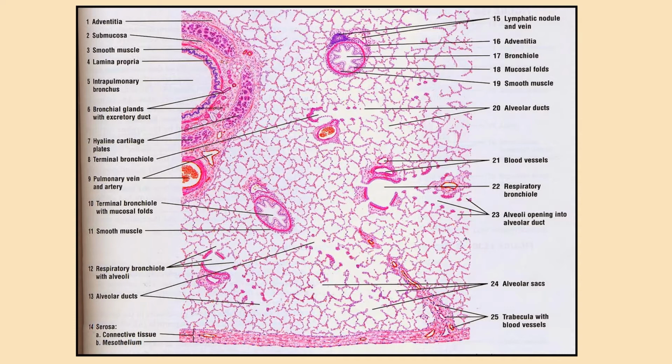Here we see a photomicrograph. That's a photograph taken through a microscope of lung tissue using a compound light microscope. And over here, we have a fairly large airway, a bronchus. And bronchi are permanently open. They don't collapse because their walls are reinforced with cartilage. So we can see sections of hyaline cartilage here.